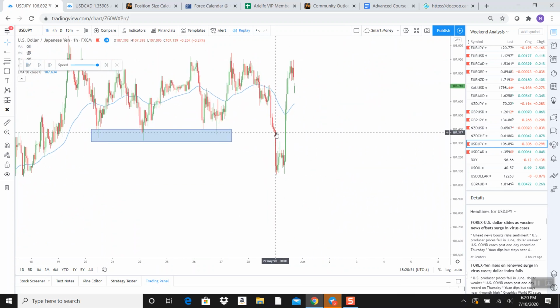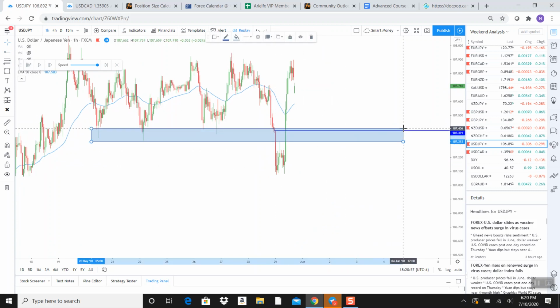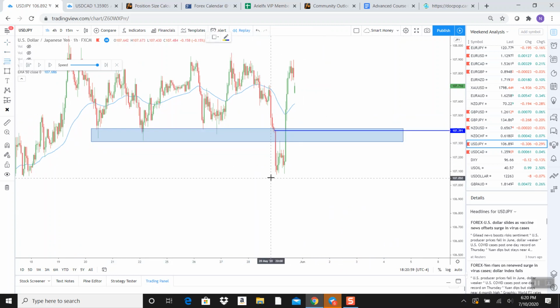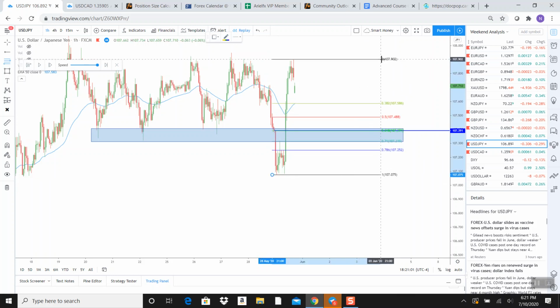Perfect, right here. This is the candle that took liquidity, this hourly candle. Perfect. Guess what it lines up with? This demand level in here. Maybe what else does it line up with? 61.8, potentially? Yeah, it does, to the T.